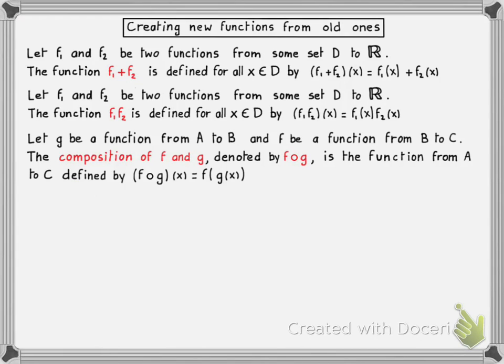To get more comfortable with these new operations on functions, let's consider an example. Let's take the function f from the integers to the integers defined as f of n equals n plus 1. And let the function g from the same domain to the same codomain be defined as g of n equals n squared. I'm going to write down a series of questions first. Then we'll discuss the answers.